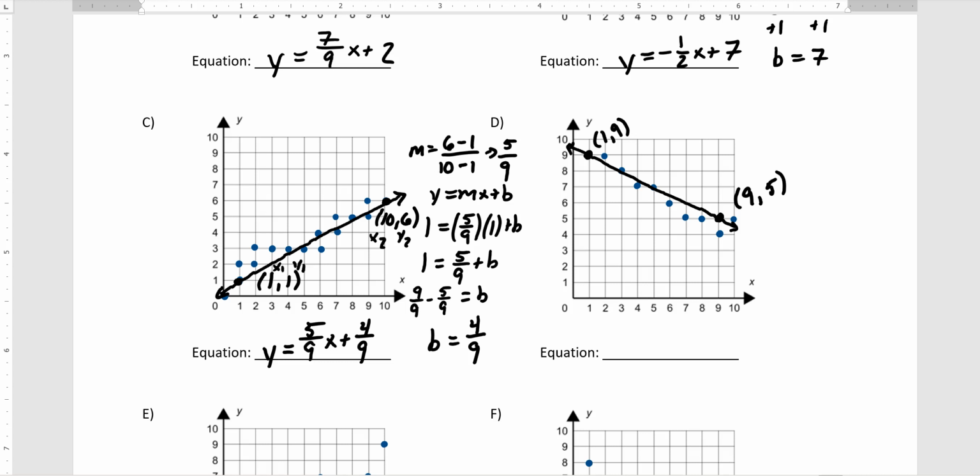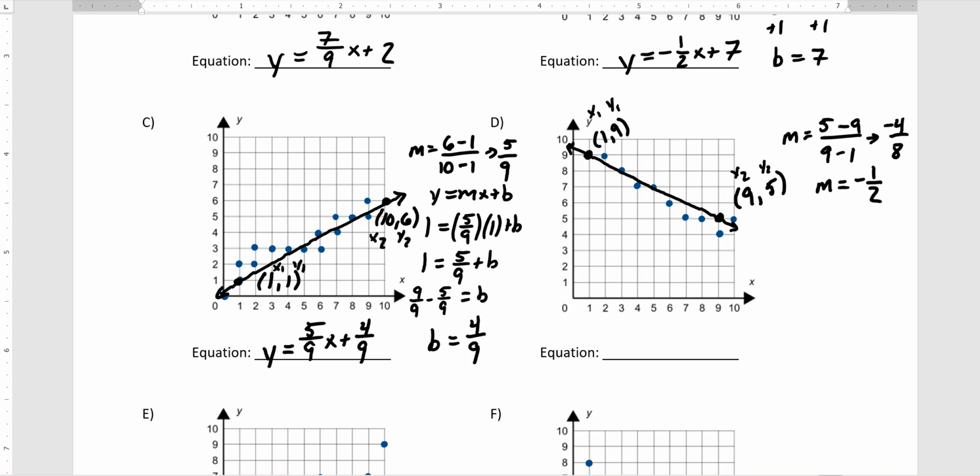All right, so we'll say x1, y1, x2, y2. So we'll say our slope is y2, 5 minus y1, 9 over x2, 1 minus x1, 9. 5 minus 9 would be negative 4. 1 minus 9 is negative 8, so we found our slope to be negative 1/2.